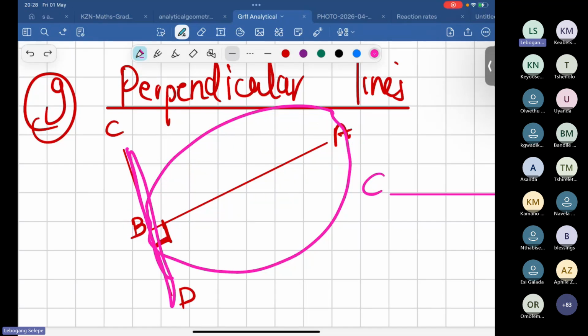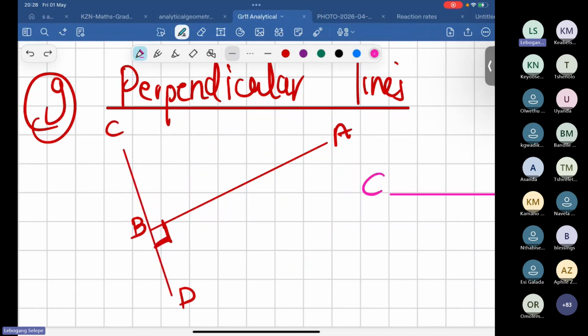So that's why it's very important to remind you of this, because you will be expected to determine the equation of the tangent to a circle. How are you going to know its gradient? You will know its gradient because if you can calculate the gradient of the radius or the diameter of the circle, you can automatically figure out the gradient of the tangent. I hope that is clear.